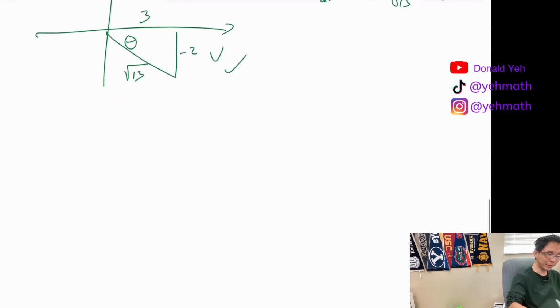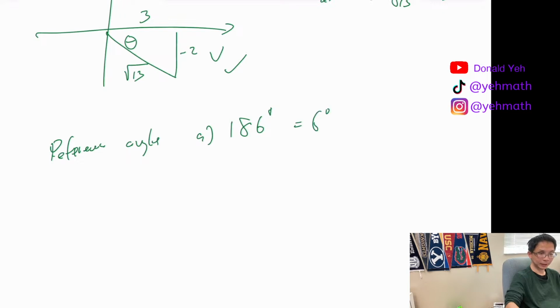Do you know how to find a reference angle? What is a reference angle? Yes. Okay, so let me give you two questions. One is 186 degrees. What is the reference angle of 186 degrees? 6 degrees. Good. But let me ask you a tricky one.